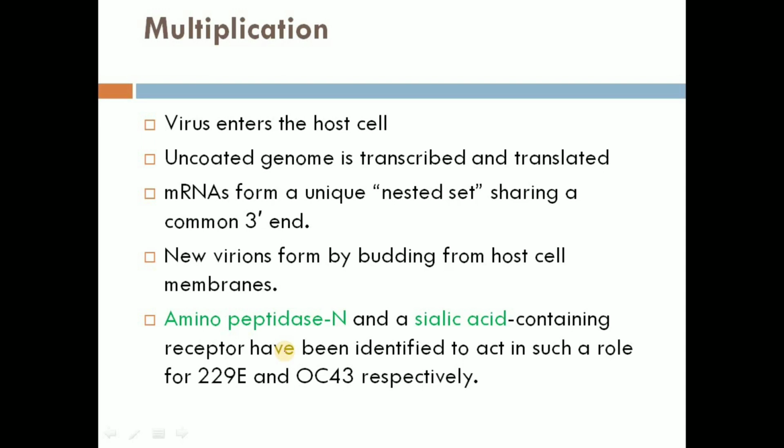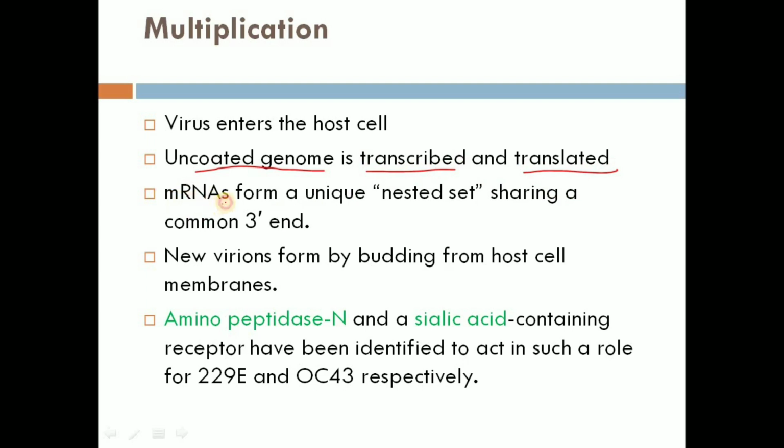Okay, so once we see this virus shedding from the nose or mouth, or by coughing, touching, or close contact, and it transfers from one host to another, the first thing is that it attaches to the host cell by the glycoproteins, as we have discussed. Once it attaches to these glycoproteins, it uncoats the genome, which is transcribed and translated.